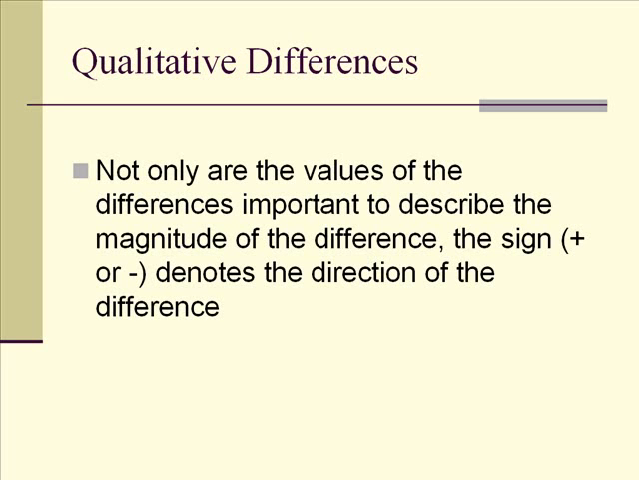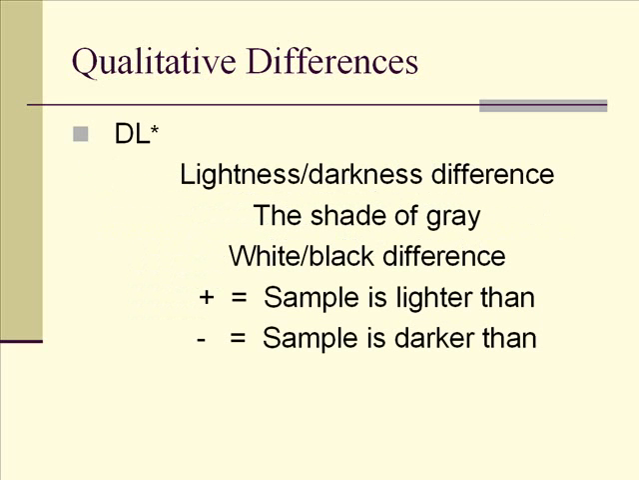Delta L is our lightness, darkness difference, or we can say the shade of gray or even the white-black difference. If the sample is lighter than the standard, it'll be a positive number. If the sample is darker, it'll be a negative number. Even without looking at the samples, we can get these qualitative differences.